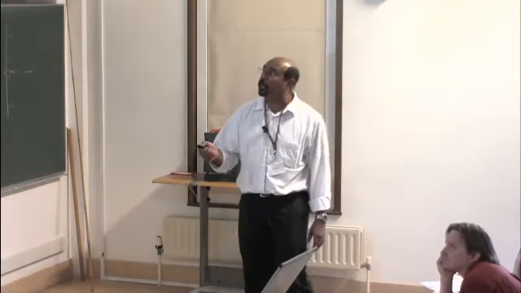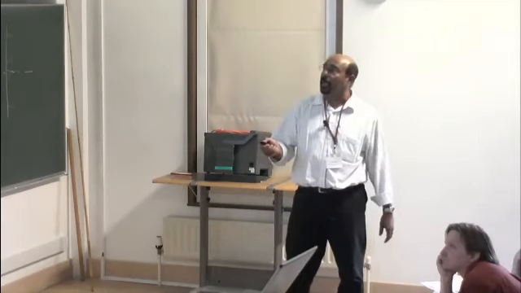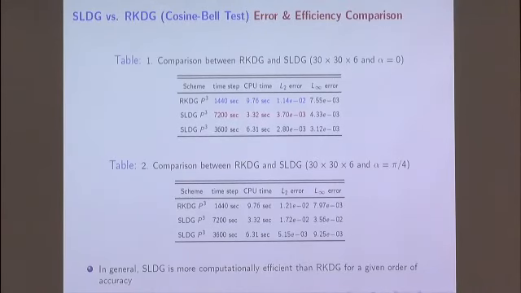This is a very crude comparison between RKDG and SLDG. I use these time steps here, showing how fast RKDG is compared to SLDG. Here the flow is along the equator, so SLDG is really more accurate than RKDG. For the case when the flow is along the vertices, that means the northeast direction, you can see SLDG loses accuracy because of the splitting error. So in general, SLDG is more computationally efficient than RKDG for a given order of accuracy.